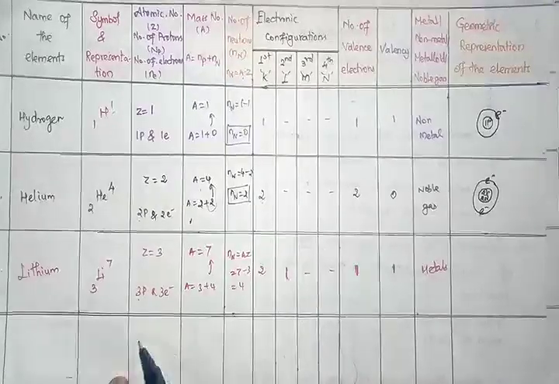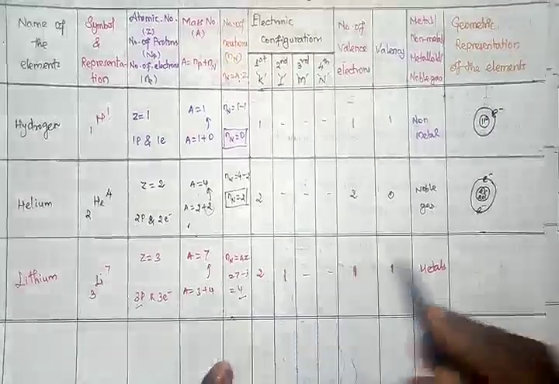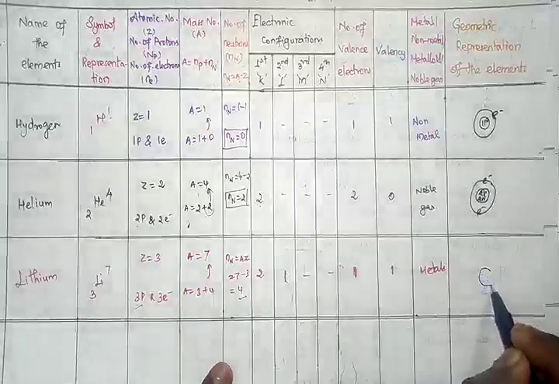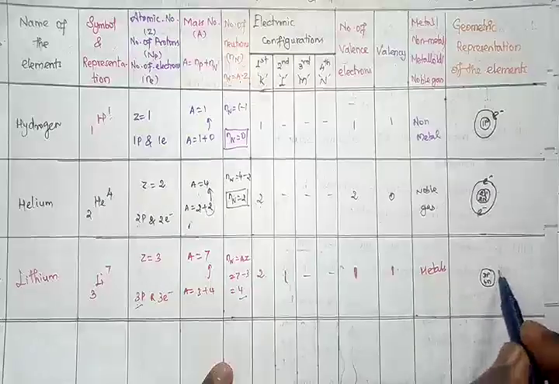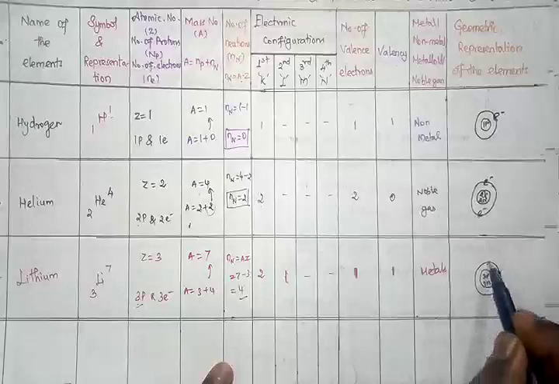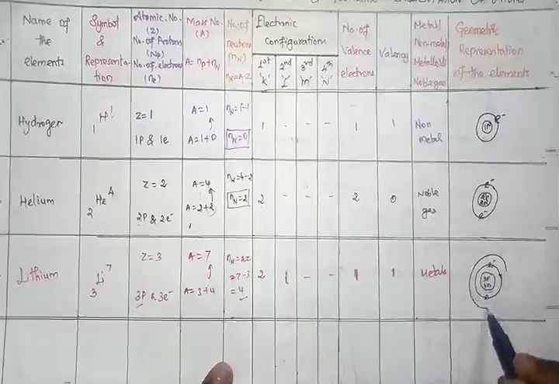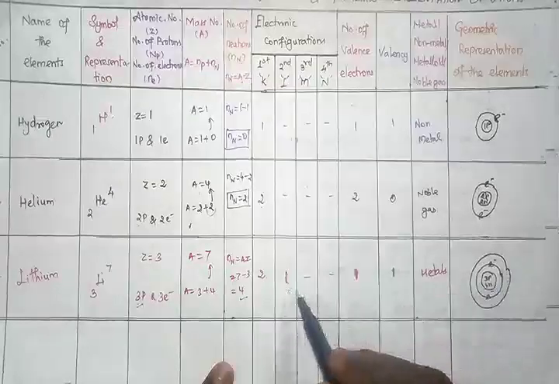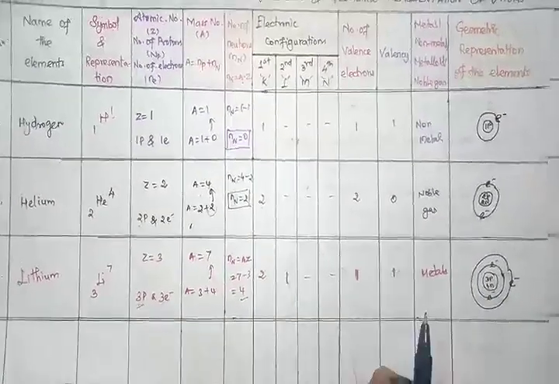Now let us do the next one, that is the geometrical representation. We need to know the number of protons, 3, and the number of neutrons, 4. So first you draw the nucleus, 3 protons, 4 neutrons, and then in the K shell we have 2 electrons. So 2 electrons like this, and then in the L shell we have 1 electron. So you draw 1 electron here. So this is the representation of lithium.